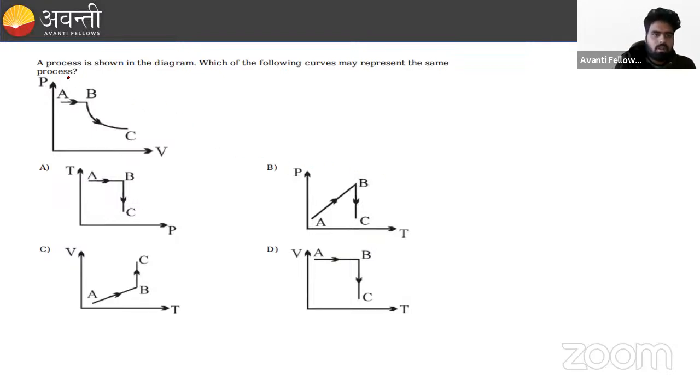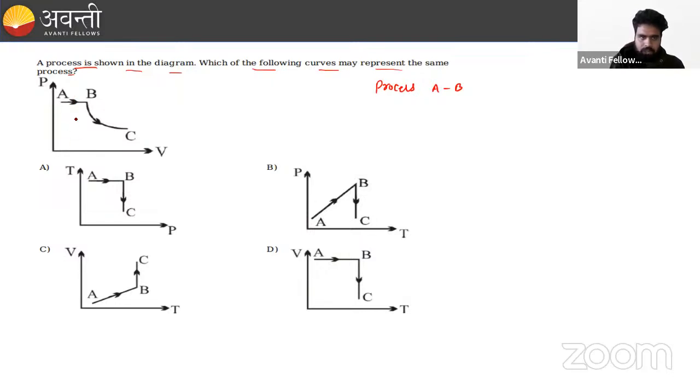First of all, let's solve question number 1. What is given in question number 1? It is given: a process is shown in the diagram, which of the following curves may represent the same process? Actually, a PV diagram is shown here, and we have to find out which of the following graphs is correct for the various parameters, that is, P versus T and V versus T. So if we see the process, what is happening in process AB? If we talk about process AB, it is very clear in this diagram.